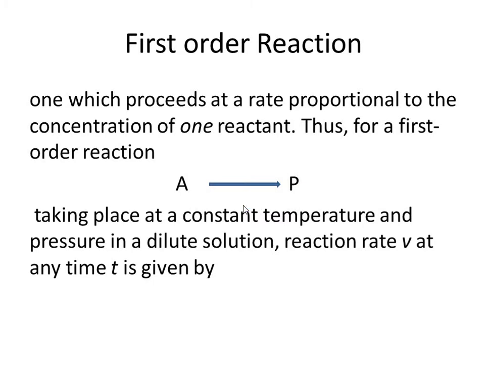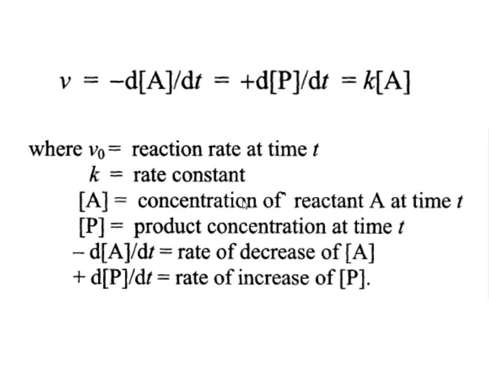Thus, for a first order reaction of type A converted into P, where A is a reactant and P is a product, taking place at a constant temperature and pressure in a dilute solution, the reaction rate V at any time t is given by V equals minus d[A]/dt equals plus d[P]/dt equals k[A].